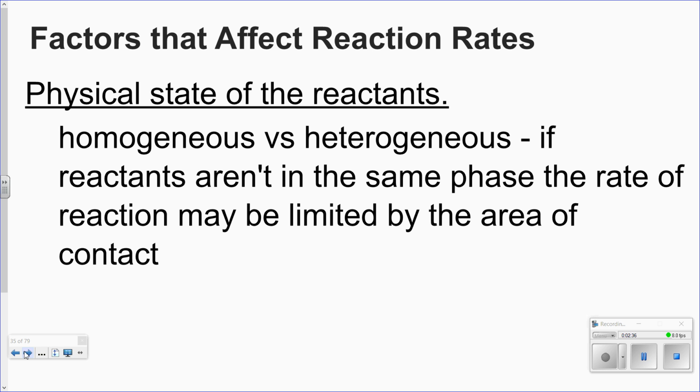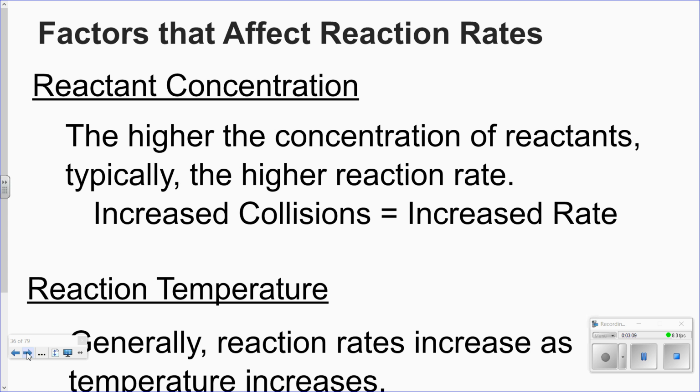Now, again, some ways to affect these reaction rates, to kind of expand on the collision theory: the physical state. So homogeneous reactants tend to work a little bit better or maybe differently than heterogeneous. Okay, so if reactants aren't in the same phase, the rate of reaction might be limited by the area of contact. So this might be a solid interacting with a liquid, perhaps. This could be a gas interacting with a liquid. Again, the reaction might not work the same as if there were two gases or two liquids. Okay, that could increase the rate or decrease it.